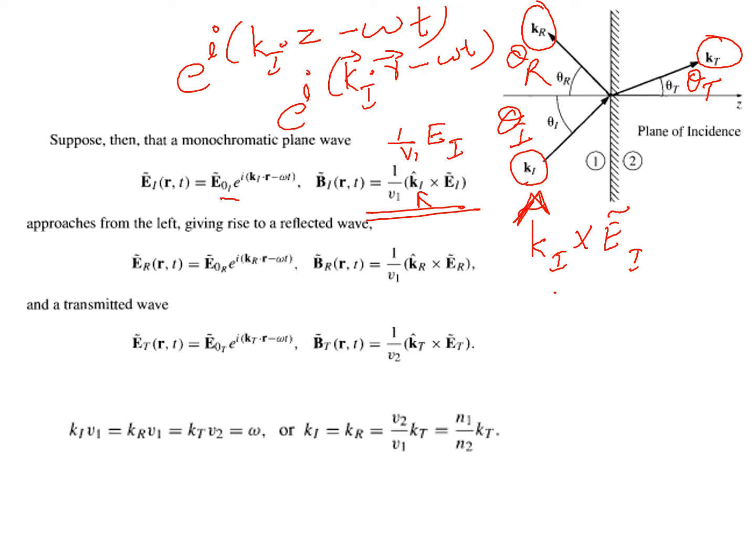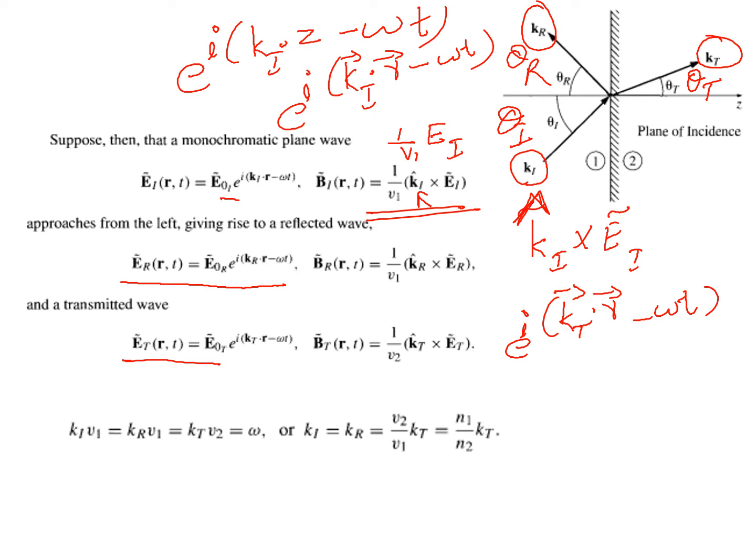Similarly, the electric field of the reflected wave is given by ER equal to E0R complex exponential i(Kr dot r minus omega t), and BR is equal to 1 by V1 times Kr cap cross ER. And for the transmitted wave, that is in the second medium, ET equal to E0T complex exponential i(Kt dot r minus omega t).